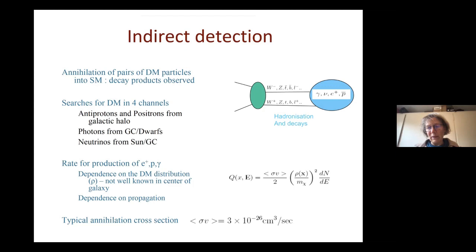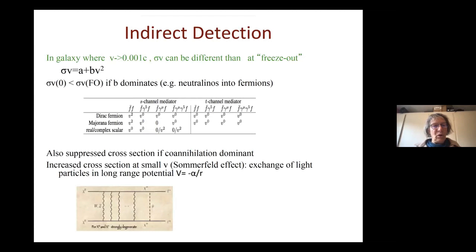However, I should note, and it is very important to realize this, that in the galaxy the typical velocity is about 1/1000 of the speed of light. But at freeze out, there is some thermal energy. So although particles are non-relativistic, the average energy can be larger.